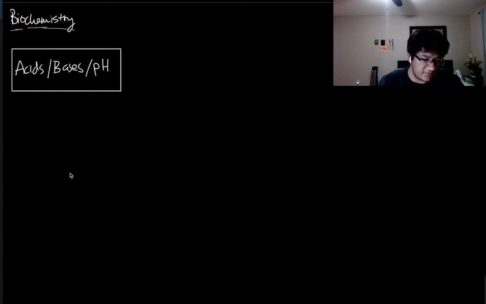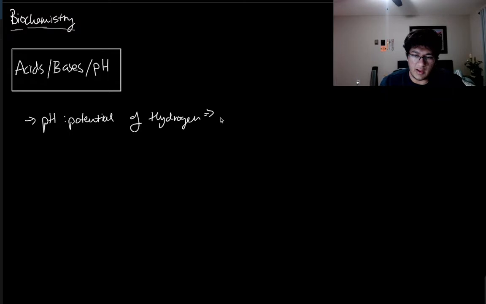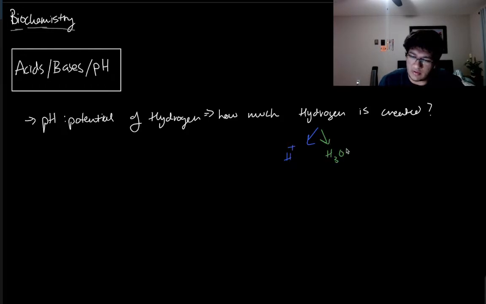So we're going to start out with just some pH basics. Essentially, pH is the potential of hydrogen, and potential of hydrogen means nothing but how much hydrogen is created. Now you must be thinking, okay, hydrogen is being created. It's actually not just hydrogen, it's either H plus, or you could think of it as H3O plus. This is the hydrogen ion, and this is the hydronium ion.